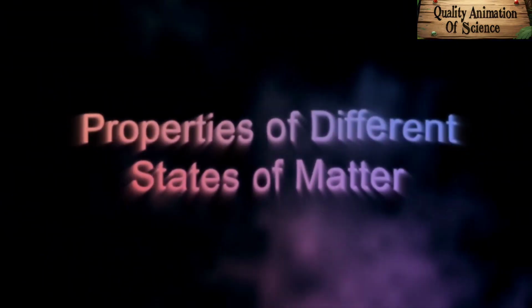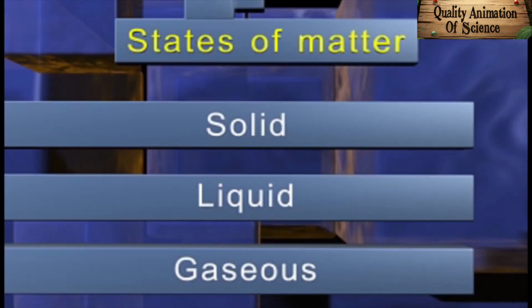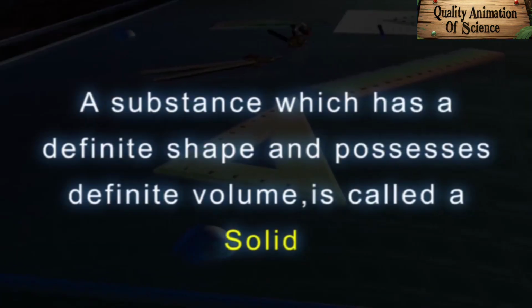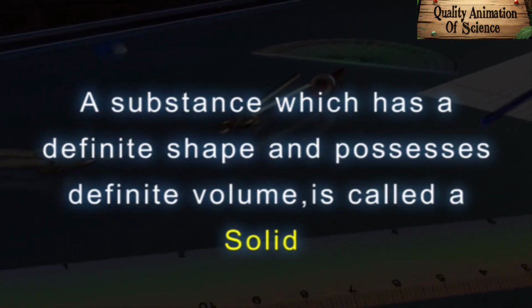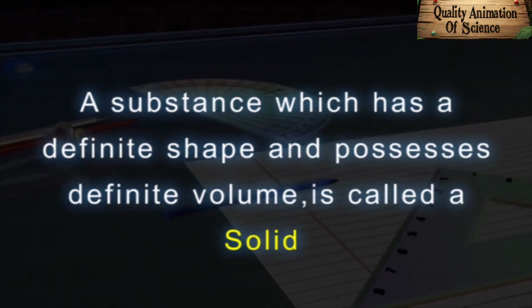Properties of different states of matter. In this topic, we will study various properties of the different states of matter. A substance which has a definite shape and possesses a definite volume is called a solid.